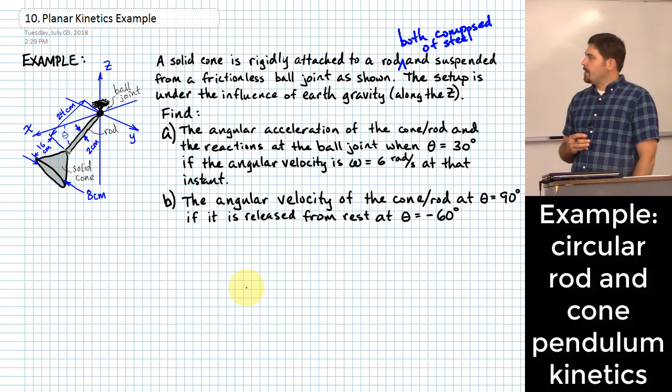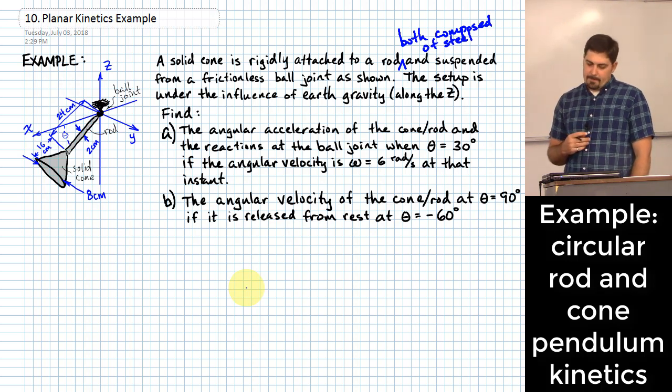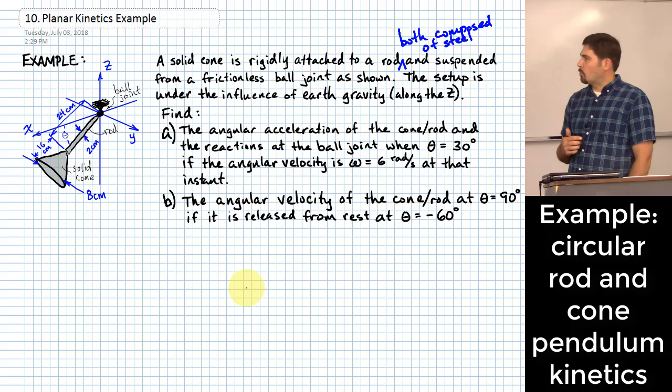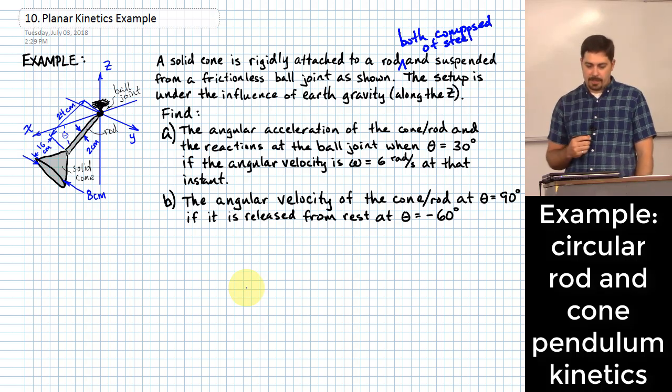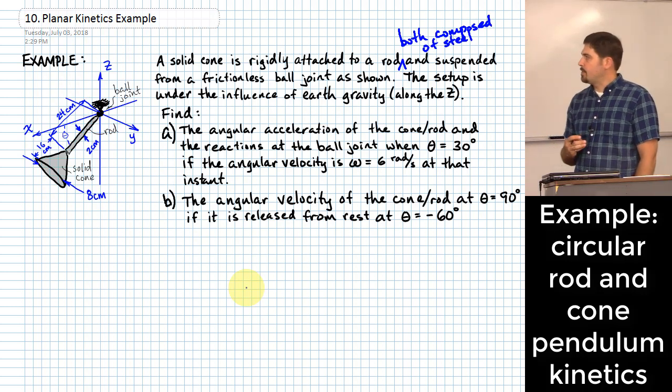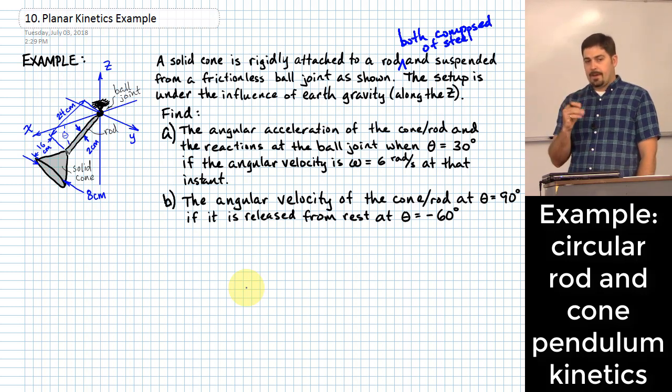The other piece of information that you need in order to do this problem appropriately is that the angular velocity at this instant is 6 radians per second, and that is downward. I didn't say that, but I'll say that verbally here. So it's swinging down to the negative z with an angular velocity of 6 radians per second. So that's the first thing we're supposed to find, the reactions and that angular acceleration.